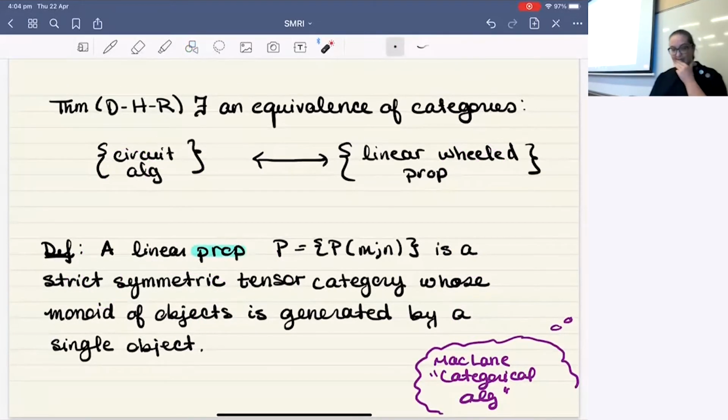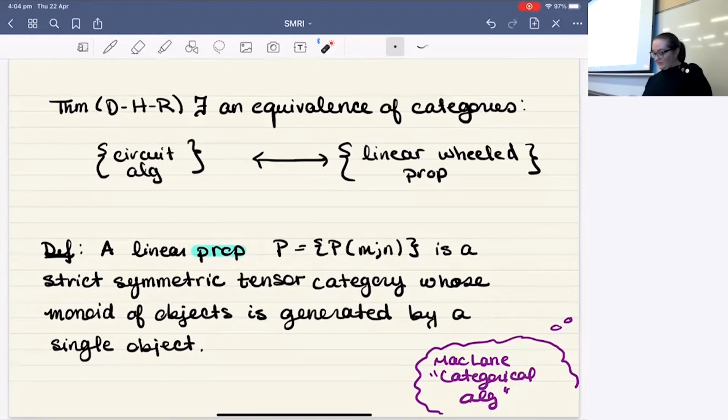These things are really related to a categorical notion that I know well from deformation theory called a linear wheeled prop, or a prop. This is something due to MacLane, and it's just a category. I'm going to explain it quickly, as it's a formal way to put circuit algebras in the same context as braids and categories of braids. So let's say what it is. A linear prop P is a very straightforward object. It is just a family of objects indexed by two integers, a bi-braided sequence. And this is a strict symmetric tensor category.